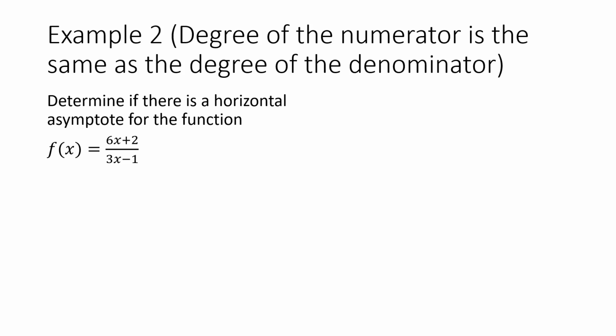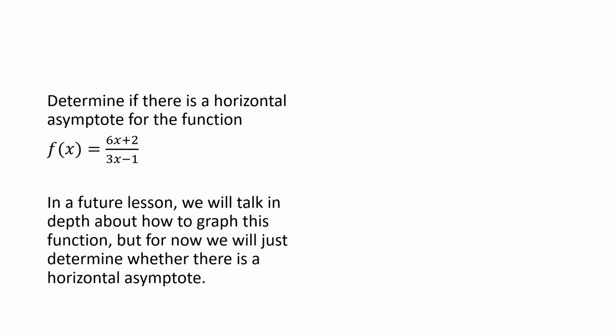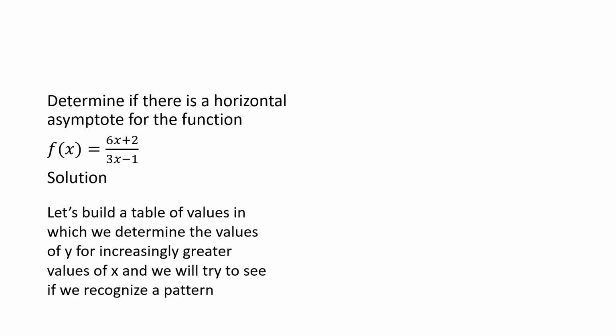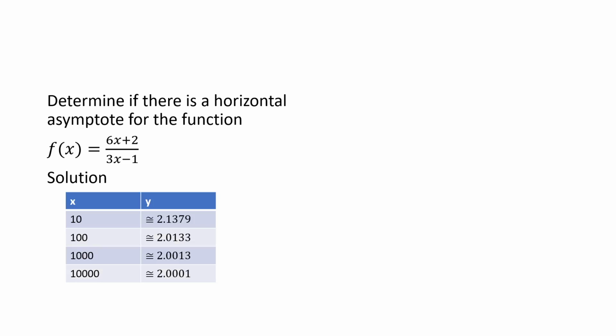Okay? Now, let's talk about a situation where the degree of the numerator equals the degree of the denominator. So in both cases here, we got degree 1 over degree 1. But in this case, the x's won't cancel out. Well, in a future lesson, we're going to talk in depth about how to graph this function. But for now, let's just talk about whether or not there's a horizontal asymptote. And what we're going to do here is build a table of values and see if we can recognize a pattern. So let's let x be equal to 10, and then 100, and then 1,000, and then 10,000.